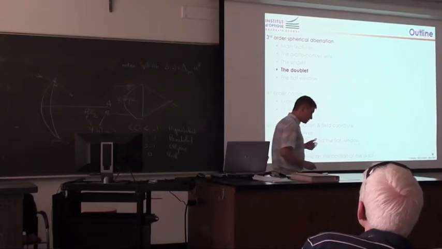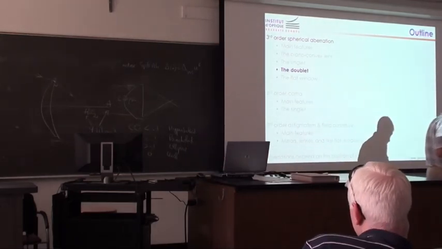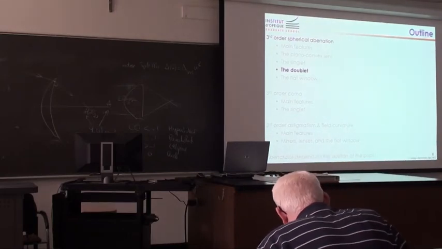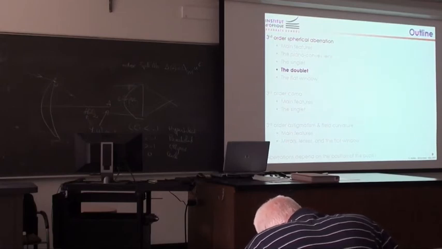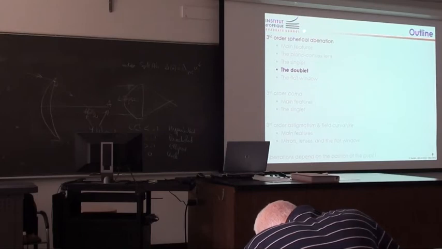Okay, so you cannot cancel third-order spherical aberration, but you can minimize it. What if you're not happy and you want really to kill it? Well, pay more. Buy a doublet.